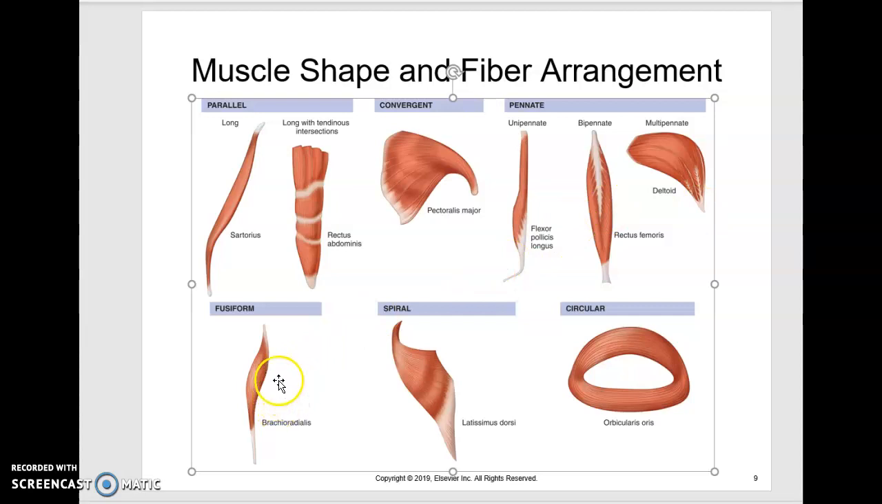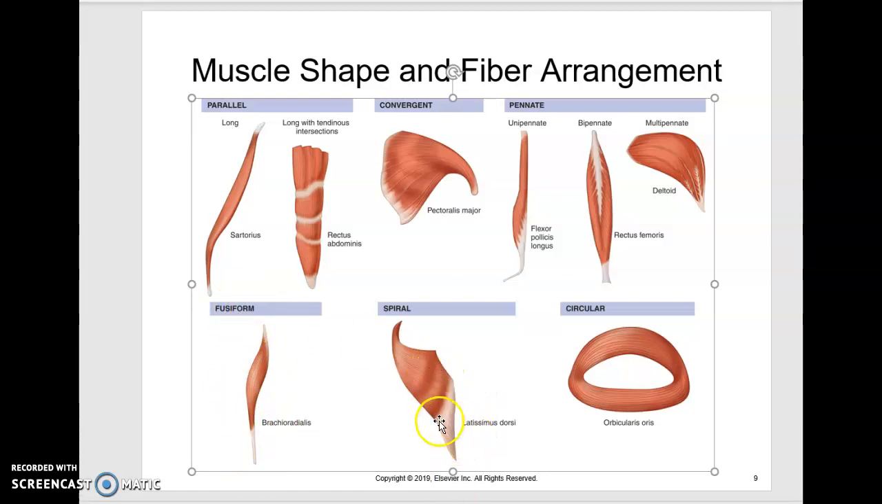Fusiform are kind of an odd one. This is a brachioradialis. We'll learn it's a forearm muscle. Basically, you start with a very narrow attachment, and the belly of the muscle is fairly broad, but then it narrows down again into a more singular, narrow attachment. So they call that a fusiform.